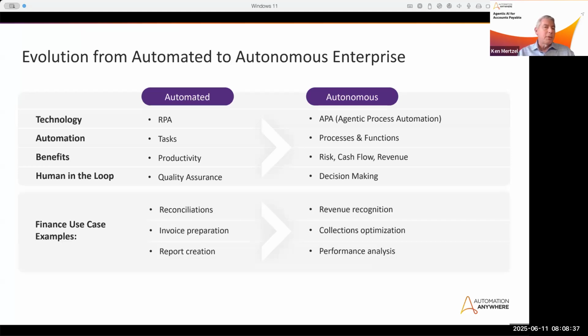So whereas we see things like automating reconciliations, which is still a large use case, but now going to even helping around technical accounting. So being able to look at contracts and actually make decisions around revenue recognition. Or historically, certainly automation has been able to create invoices from purchase orders, but now you're able to actually leverage generative AI to actually make decisions around how do I optimize collections around past due invoices.